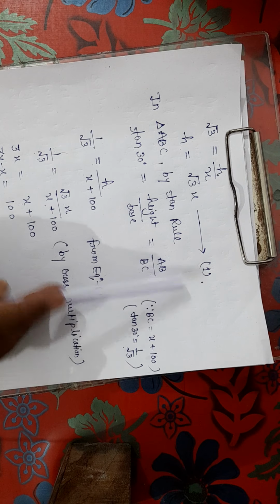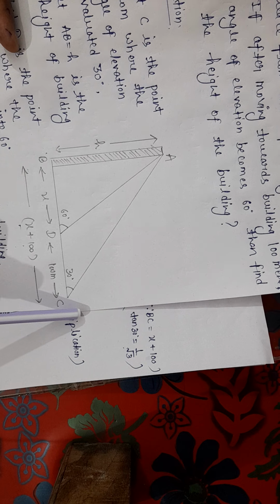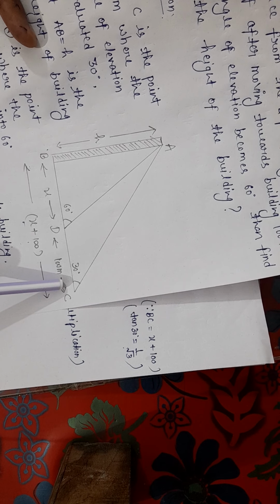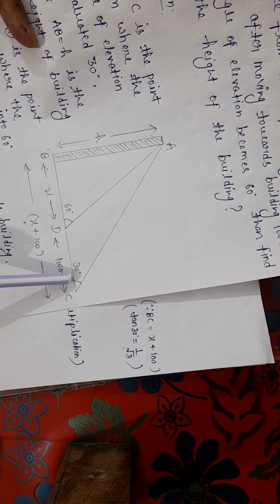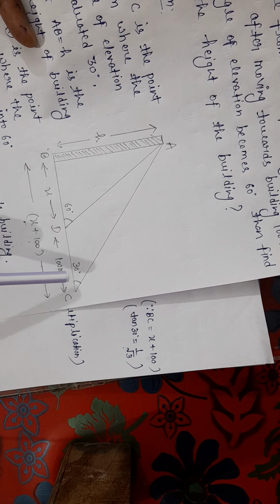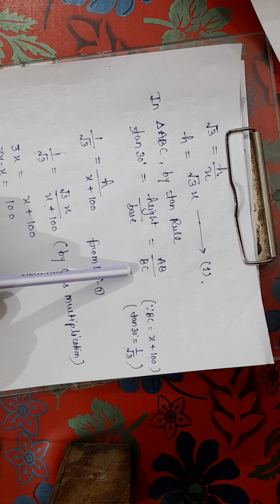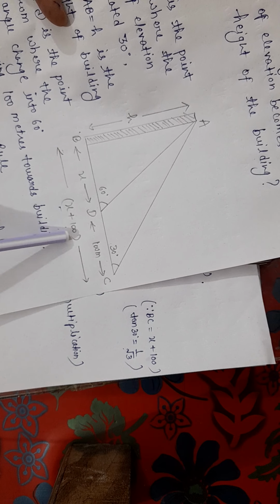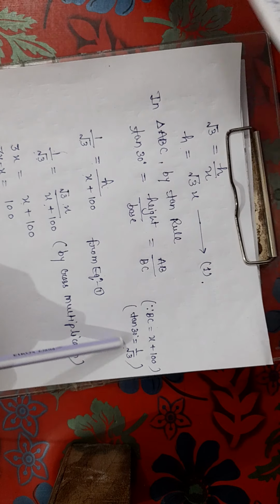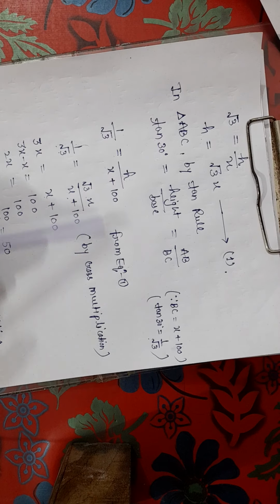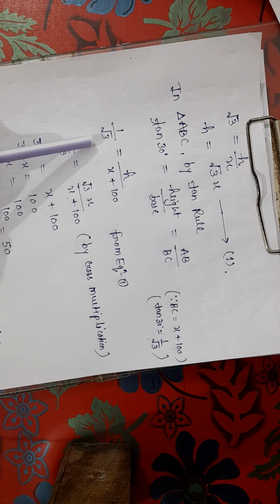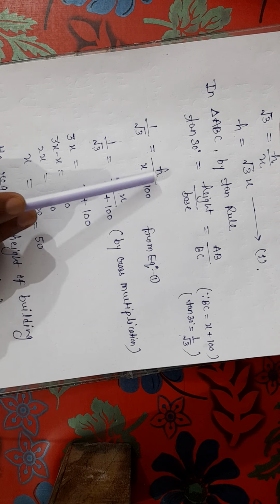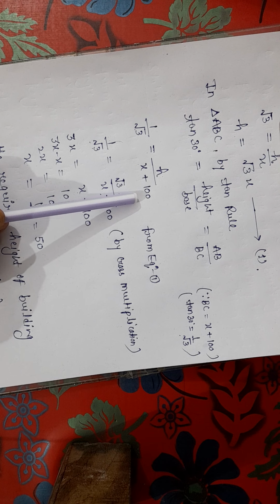Now again in triangle ABC, by applying the same tan rule, tan 30 equals AB upon BC. So tan 30 equals height upon base, AB upon BC, because BC equals x plus 100, and tan 30 equals the value 1 upon root 3. So in the place of tan 30 I put 1 upon root 3, and AB equal to h and BC equal to x plus 100.